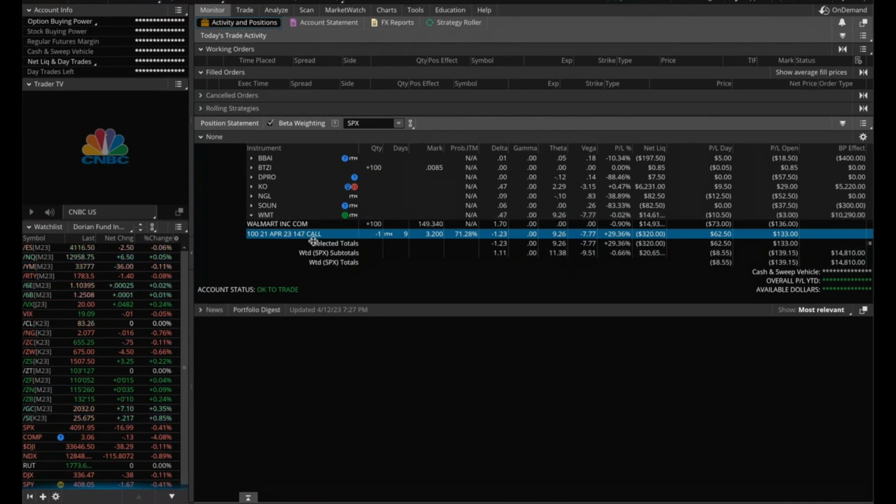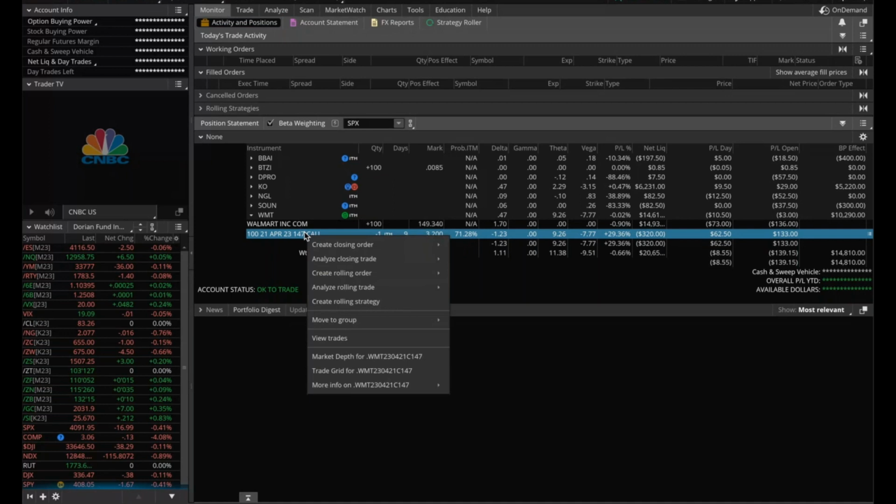Well, I'm going to highlight it, and then I'm just going to do this one contract here. I'm going to right mouse button click, and on Thinkorswim it says create closing order, and almost 100% of the time it's going to be the first option. You might have a bunch of other options right here, but almost 100% of the time it's going to be the first option.